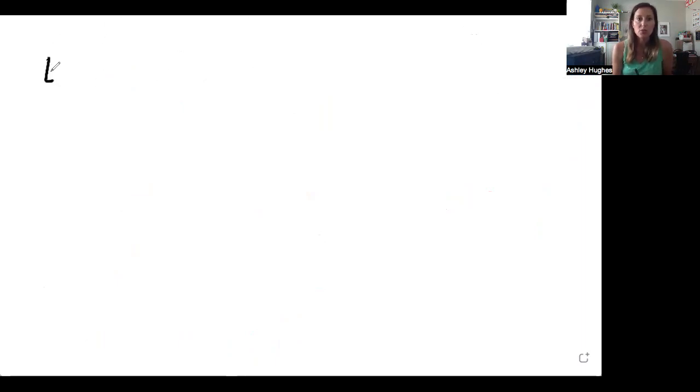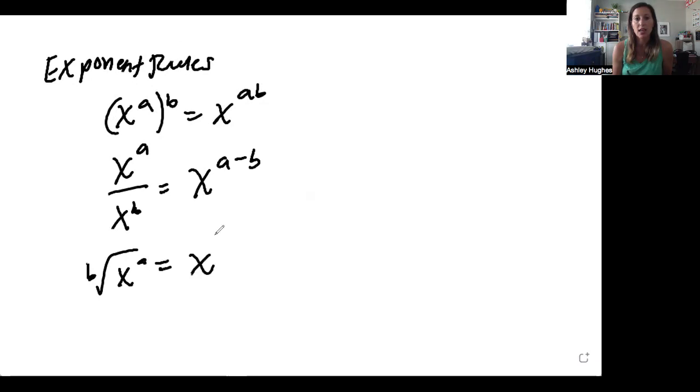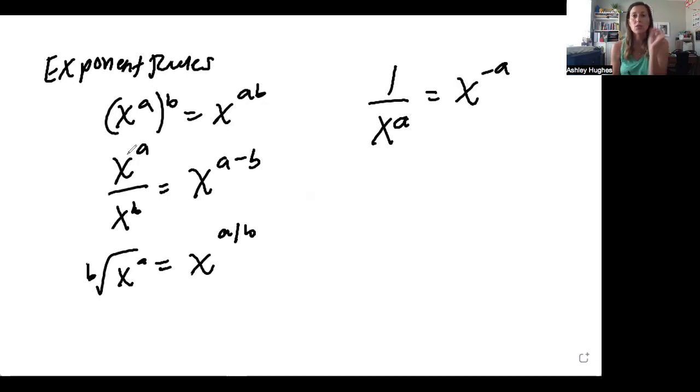I also want to mention that I have a whole video on exponent rules, and again, check that out. If you don't remember exponent rules: x to the a times x to the b is x to the a plus b, x to the a over x to the b is x to the a minus b, the b root of x to the a is x to the a over b, and 1 over x to the a is x to the negative a. I go over this in detail in a video, and you should check it out if you're still confused about exponent rules, because you do need to know how to rewrite exponents in this unit.